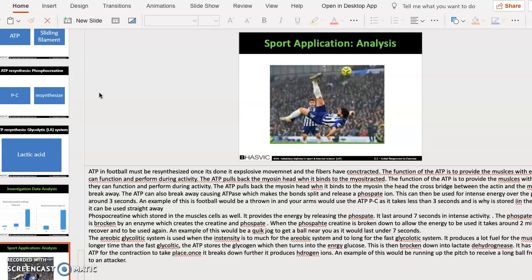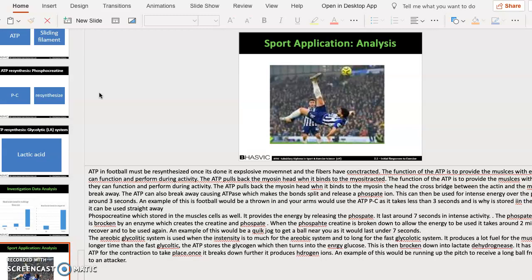Phosphocreatine is stored in the muscle cells as well. It provides energy by releasing phosphate. It lasts around 7 seconds in intense activity. The phosphocreatine is broken down by an enzyme which creates creatine and phosphate. When the phosphocreatine is broken down, it allows the energy to be used, and it takes around 2 minutes for it to recover and be used again. An example of this would be a quick jog near to a ball, which would last under 7 seconds.